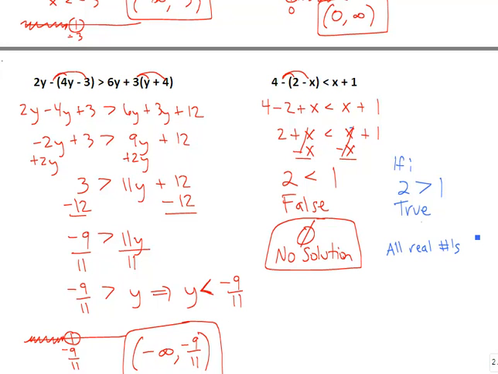How would we write that using interval notation? How do we show that we want all real numbers? Well, that would be the interval minus infinity up to positive infinity. So occasionally you'll see problems like that as well. So if you ever get a problem where your variable disappears, cancels out, if it's false, then you have no solution. If it's true, you get all real numbers for your solution.